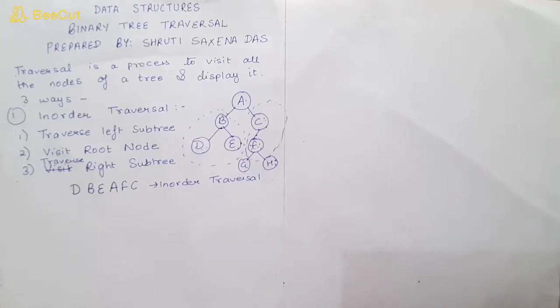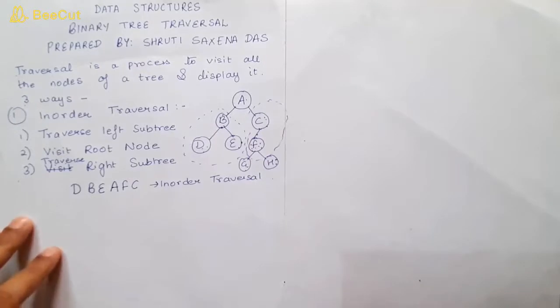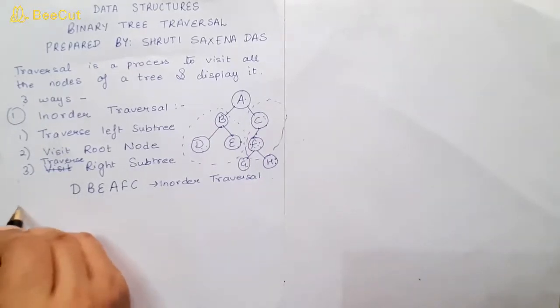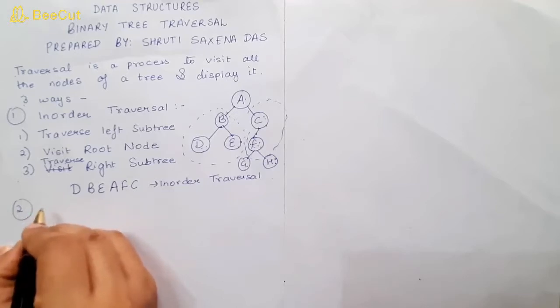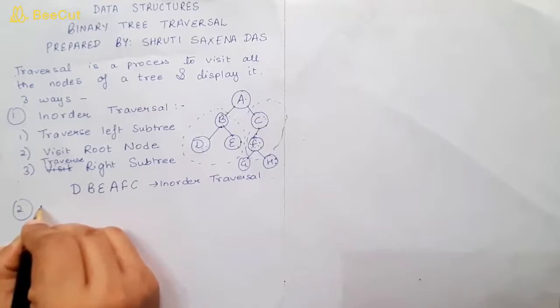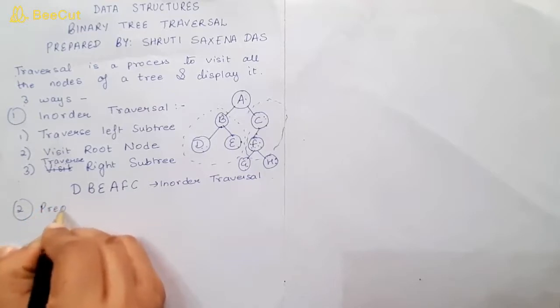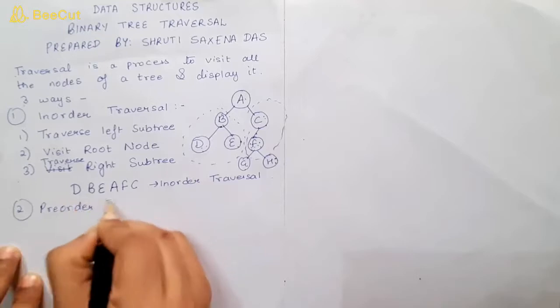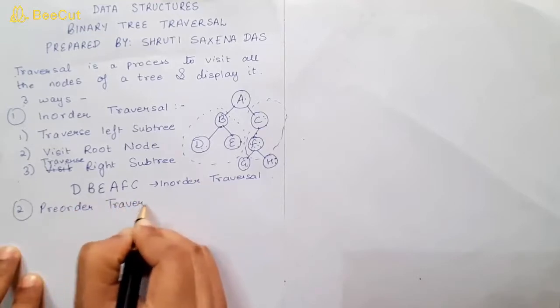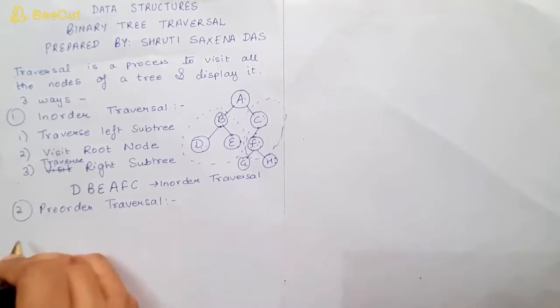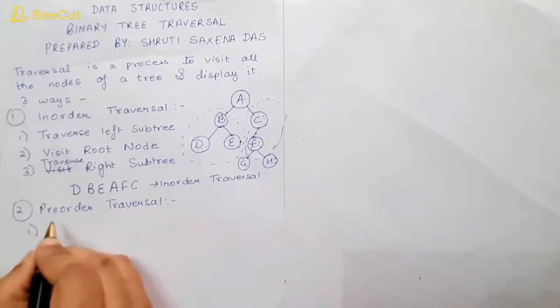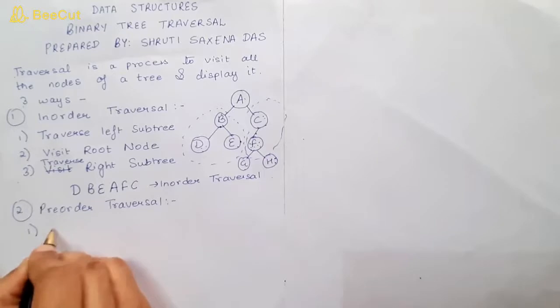So like this we have to traverse a tree. The next traversal algorithm is your pre-order traversal. In case of pre-order traversal, steps will be, pre means first of all root will be traversed.